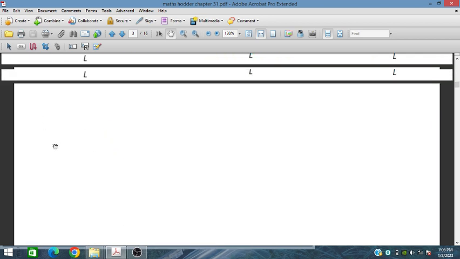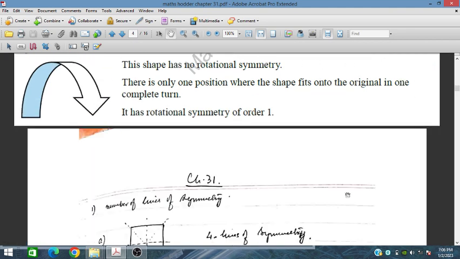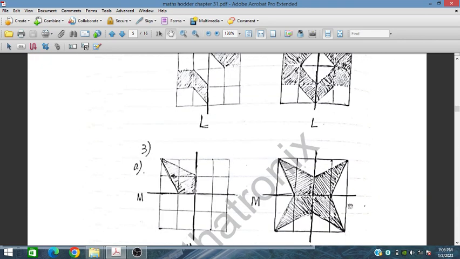While this shape has an order of rotational symmetry of 3, because if we change here and change here, so at 3 points, at this point, second and third, we have this rotational symmetry. So let's solve this.